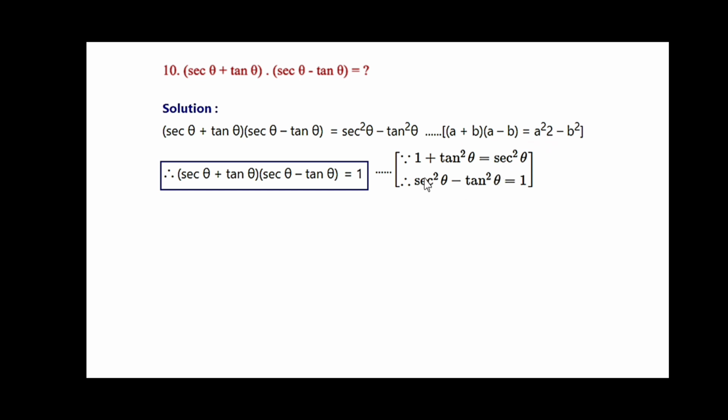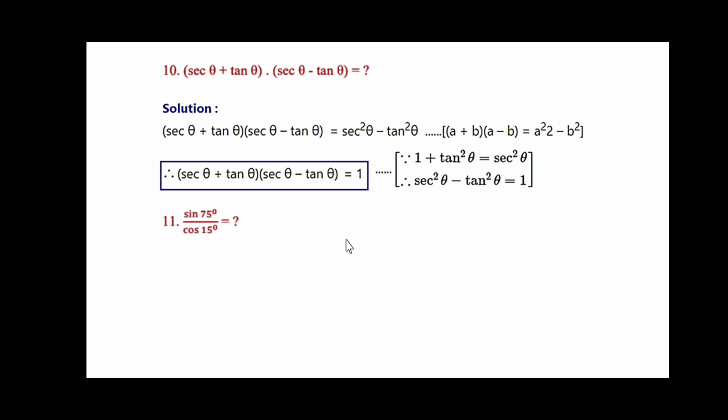Friends, here we know that 1 plus tan square theta is sec square theta. Therefore, sec square theta minus tan square theta is 1. Here it is sec square theta minus tan square theta. So its value is 1. Therefore, you can write that (sec theta plus tan theta) in one bracket, another bracket (sec theta minus tan theta) will be equal to 1.